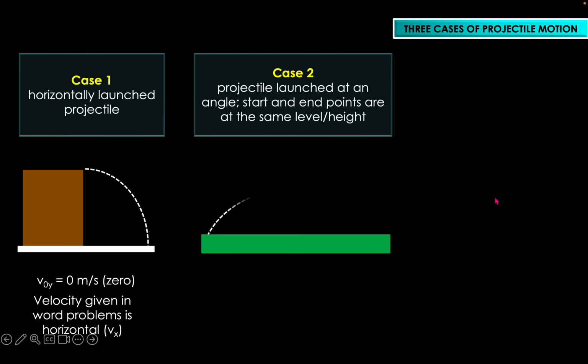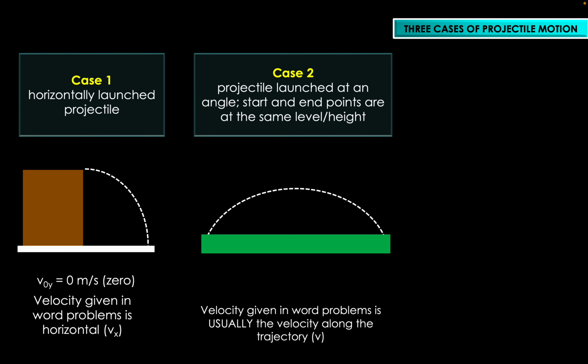So for case 2, specifically, we are referring to that kind of projectile that has the same start and end points. Not the same, but they're of the same height, meaning the starting point and the end point are equally high, and that's case 2. And in this kind of problem, usually, the velocity given is the velocity along the actual trajectory. So for a case 2 projectile, they will give you a velocity. They will not say if it is horizontal or vertical. In that case, it's referring to the velocity of the projectile in the actual trajectory. So it is a diagonal vector if you're going to represent it vectorially.